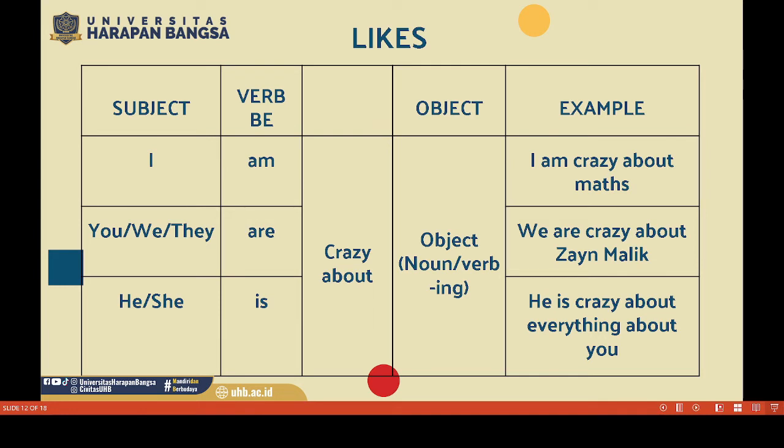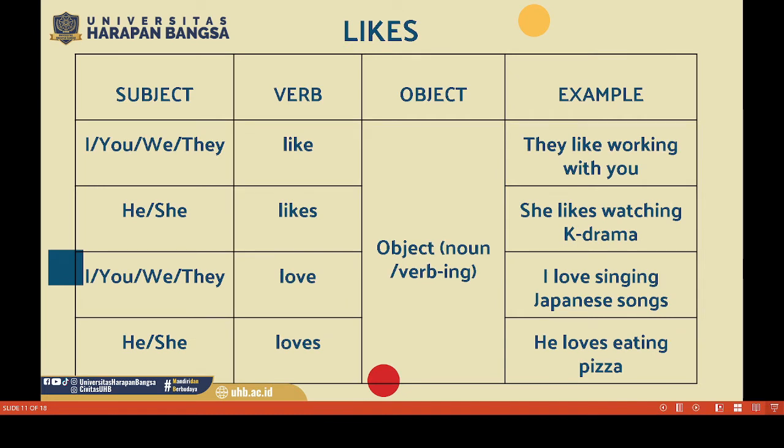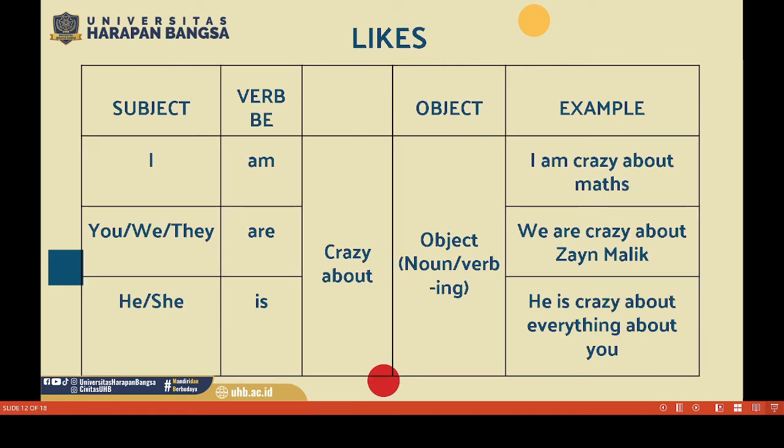First we have crazy about. Jadi tadi setelah like dan love, we have crazy about. Okay, for crazy about, what makes it different is only the verb be, or maybe you are not quite familiar with the word verb be. Maybe you know it as to be. Mungkin teman-teman agak sedikit bingung verb be itu apa. Sebenarnya verb be ini sama dengan to be. How many to be's do we have in English?